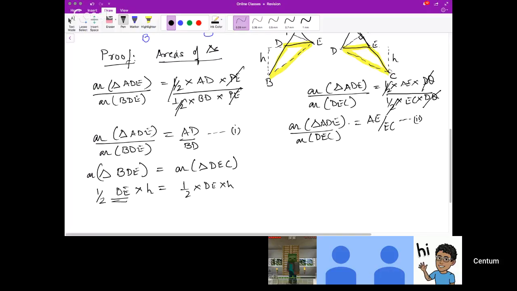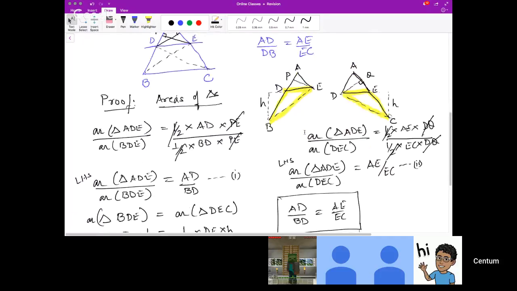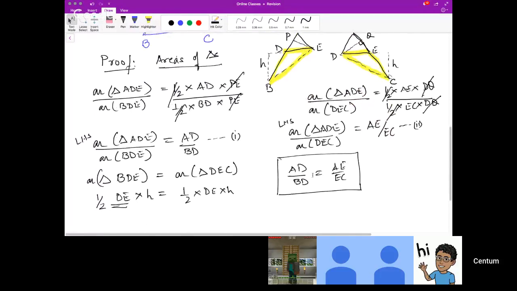So from 1 and 2, we see that the left-hand side of 1 is equal to the left-hand side of 2. How? Because the numerator is same and the denominator we just proved is also same. So from 1 and 2, it follows that AD by BD will be equal to AE by EC. This is what I was supposed to prove, that if there is a line parallel to the third side of a triangle, then the ratios in which it divides the other two sides will be same. So AD by BD is equal to AE by EC.